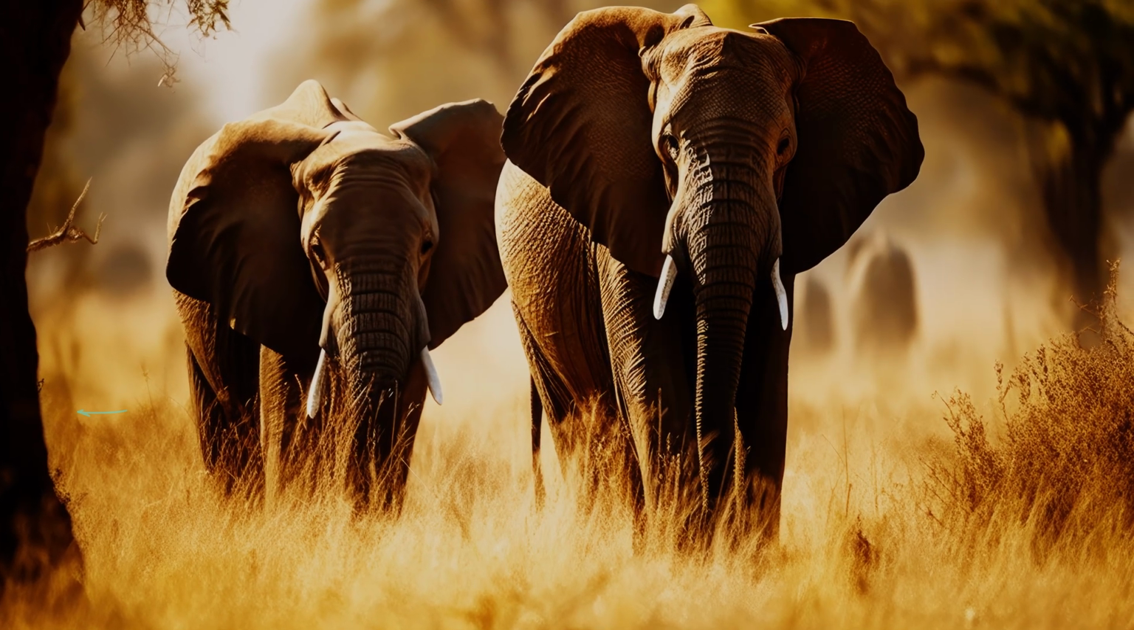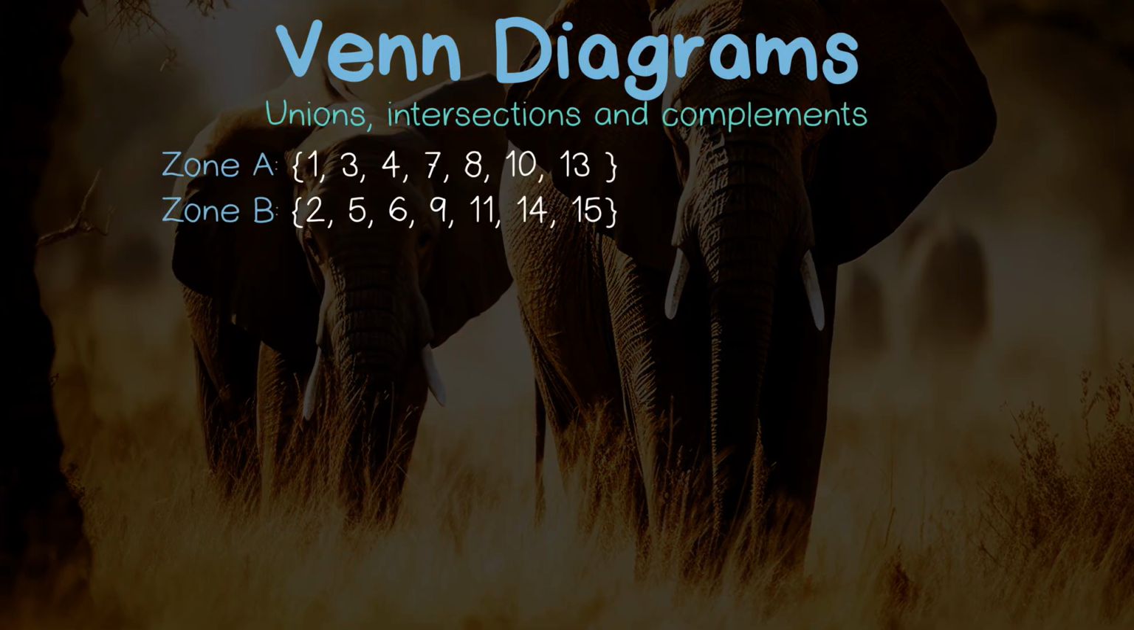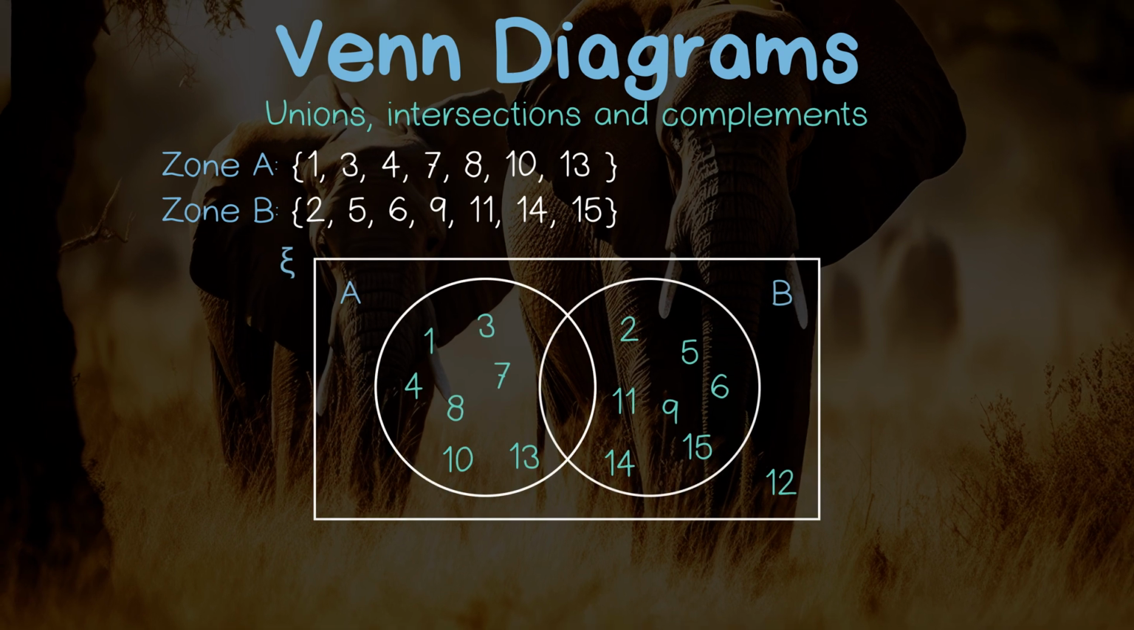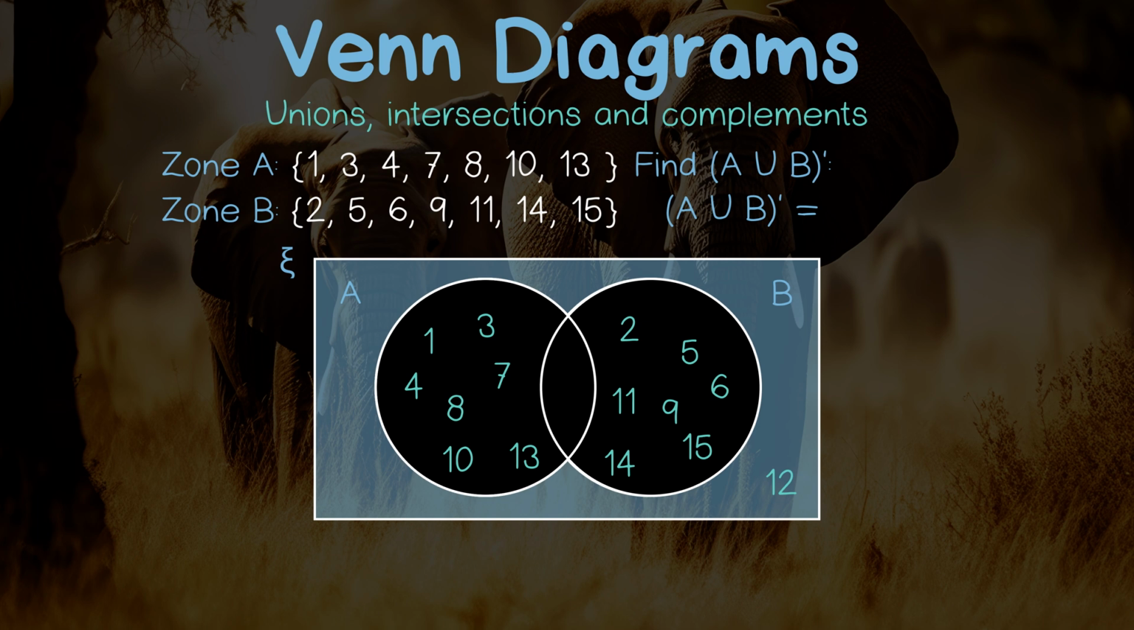The next animals we're observing are elephants from a close-knit family group. We've collected data on the elephants visiting two watering holes, A and B. This time we're looking for the complement of the union of A and B. This means we want to find the elephants that were not at either watering hole during the time we observed them.